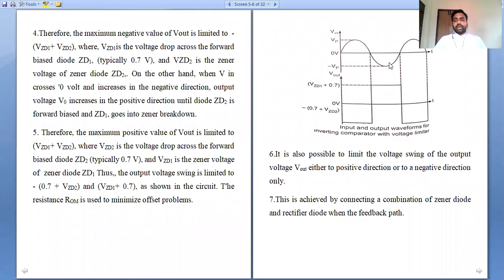After the completion of the negative peak, the maximum amount of positive voltage is observed. That means the maximum positive voltage of Vout is limited with respect to VZ1 and VZ2. Zener diode 2 is forward biased at this condition, and 0.7 volts flows through the Zener diode. A plus VSAT is achieved here, that means the maximum possible output voltage is achieved, where Zener diode 2 is forward biased and Zener diode 1 is kept in Zener breakdown condition.